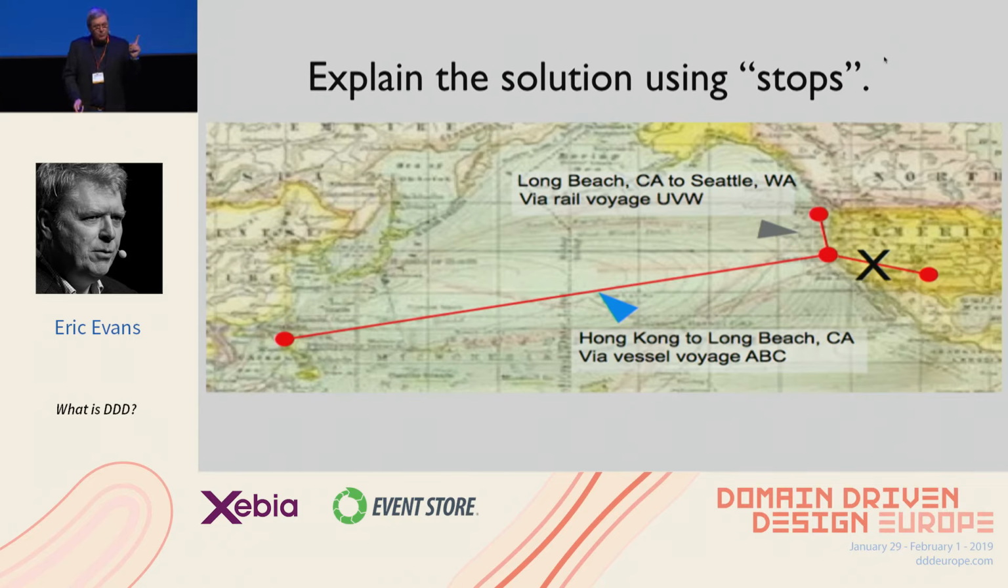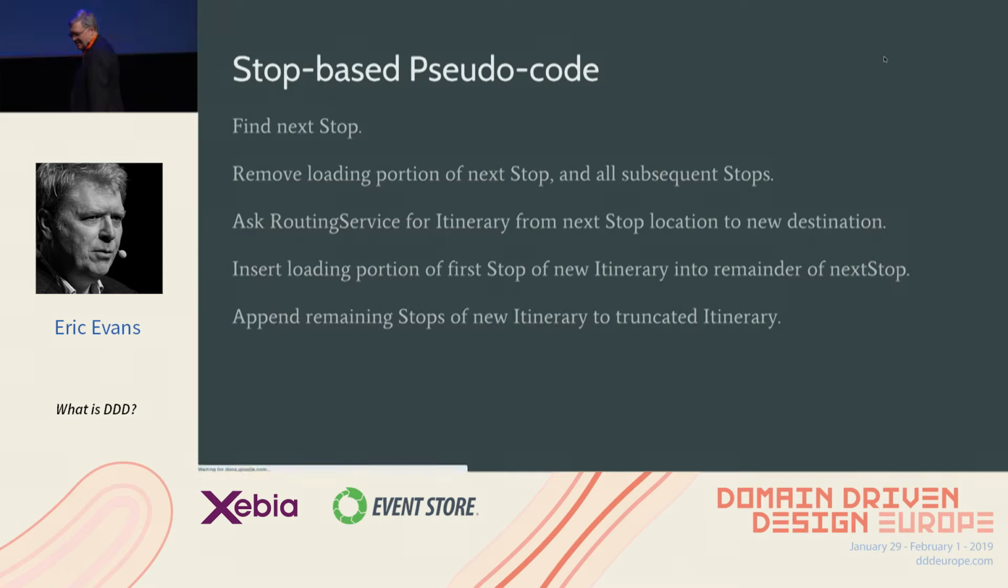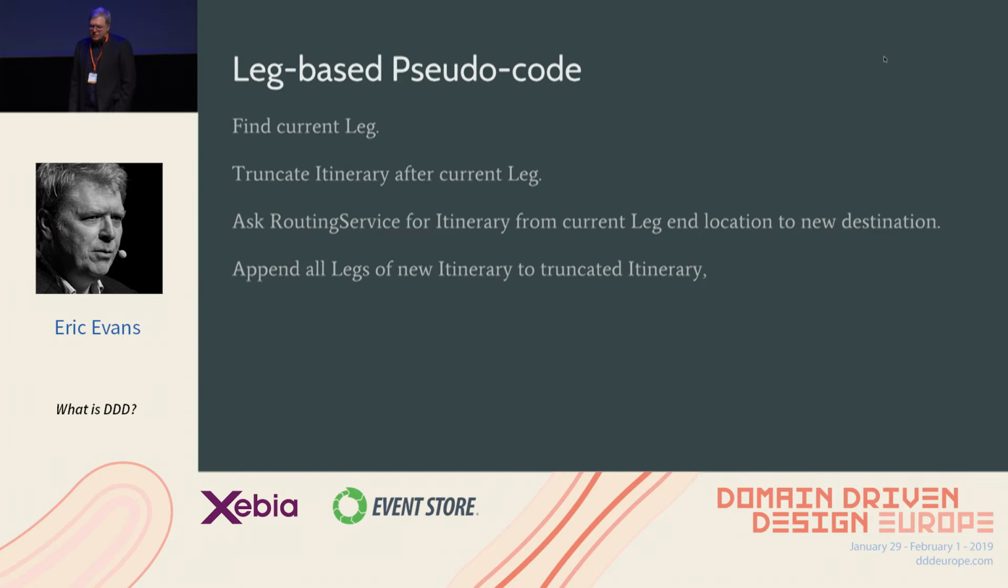But I can do it the other way, and I will try, because it's worth looking at our alternatives. We could cancel the unloading portion of the stop in Long Beach and the stop in Dallas, merge the remaining part of the Long Beach stop with the load portion of the stop that sets the cargo bound for Seattle, and add a stop at the end that unloads in Seattle. That's not so bad. Here's a pseudocode version of that. And it is actually something you could do. This is not out of the realm of reasonable solutions, but here is the solution with the leg.